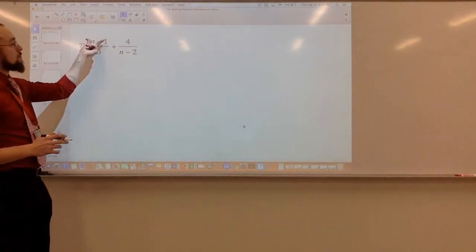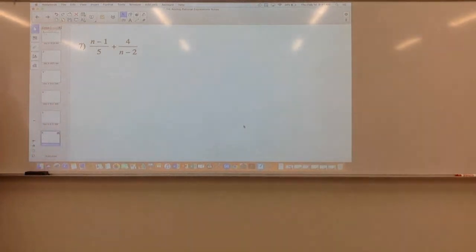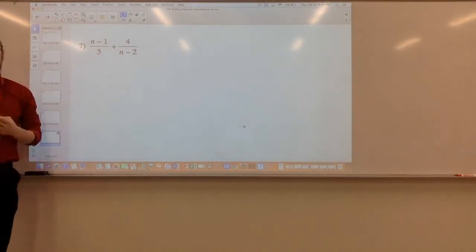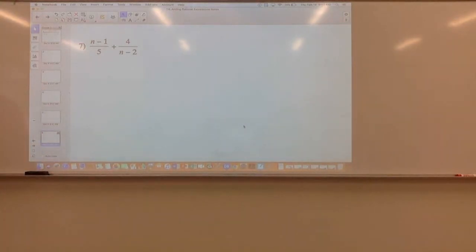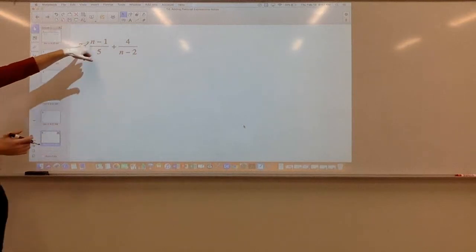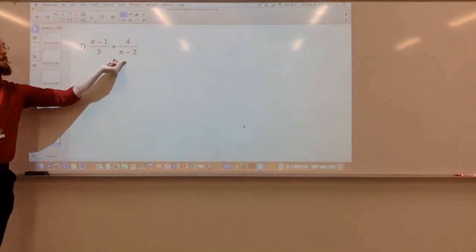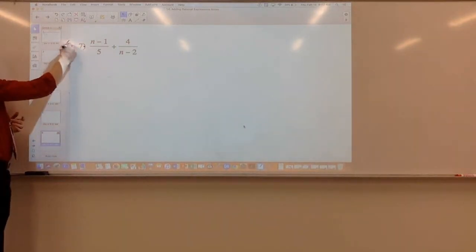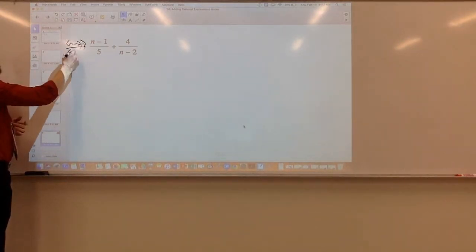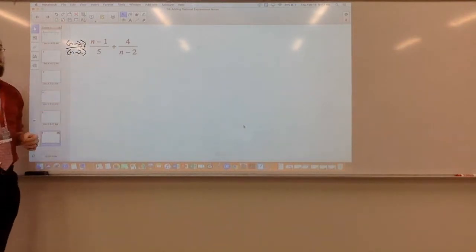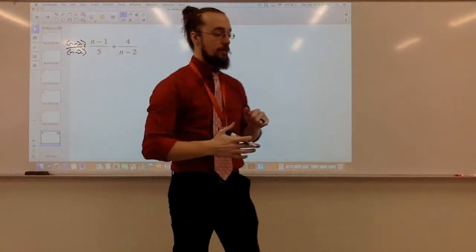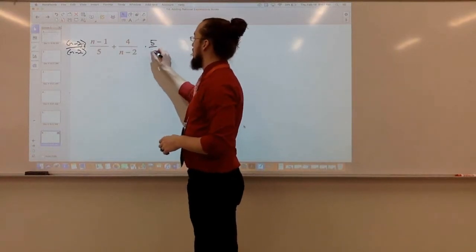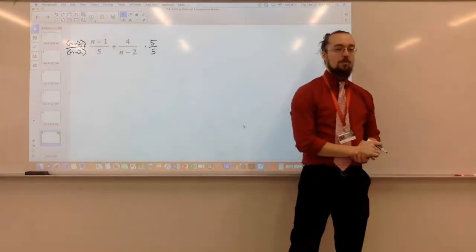I want to look at my two fractions, see if I can simplify anything. I cannot. So I want to get common denominators now. To get common denominators, over here, the factor I'm missing in the denominator is n minus 2. So what I want to do is multiply the top and the bottom by n minus 2 over here. The factor that I'm missing in the denominator over here is 5. So I want to multiply by 5 over 5 over here.